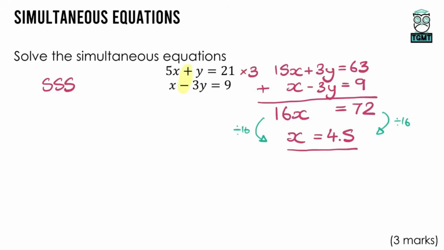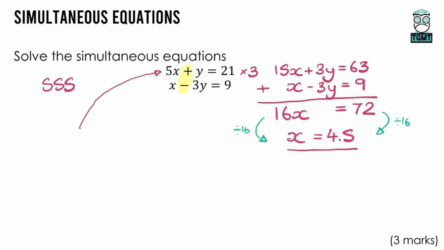With simultaneous equations, we also have to find the value of y. So I pick one of the equations that I'm going to substitute this 4.5 into. It doesn't matter which one you choose, but I typically will choose the one that has the positive symbol in, if one of them has a positive symbol.